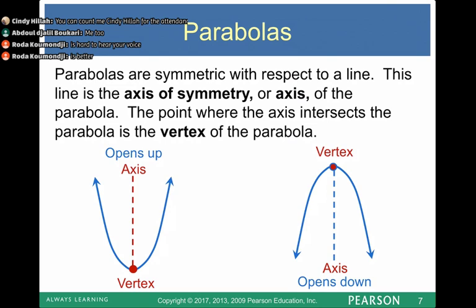So when you think of things that are symmetric, you can draw a line down the middle and the left half is an image of the right hand side.